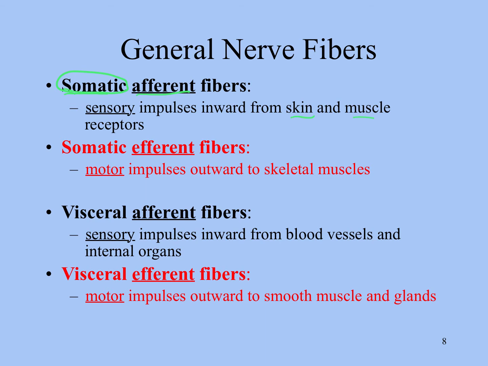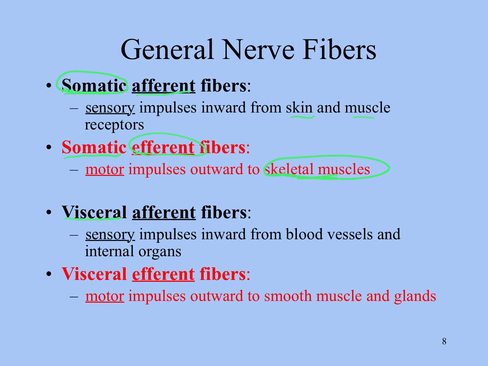So inward from skin and muscle receptors going towards the central nervous system. If they're somatic efferent, that means they're always going outwards towards skeletal muscles. And because they're efferent, they're going away from the central nervous system. So the central nervous system decided what to do, and now they're going to signal an effect.